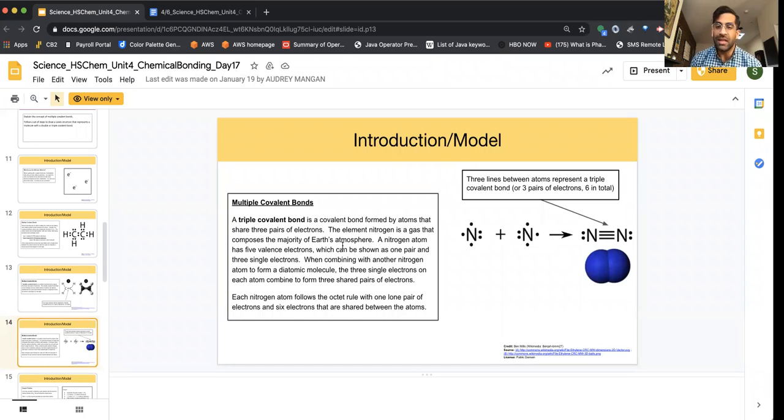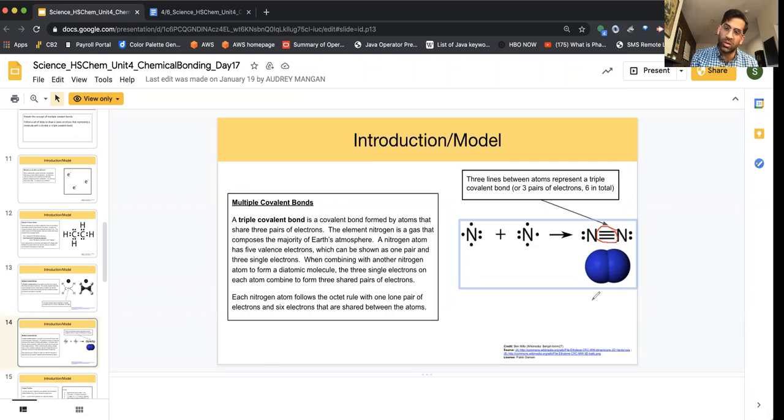All right. We can see here that each individual nitrogen atom has 5 valence electrons, okay? 5 electrons in its outer shell. And so in order for it to achieve the octet rule, 3 of those electrons need to be shared from each atom. We can see that happening. I'm going to circle it in red here. You can see that happening between the 2 nitrogen atoms right here.